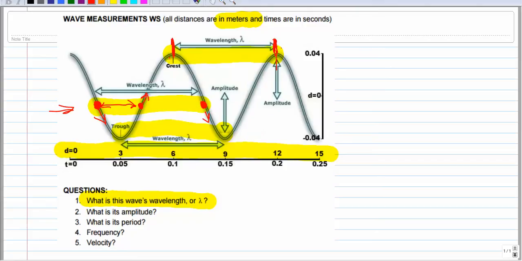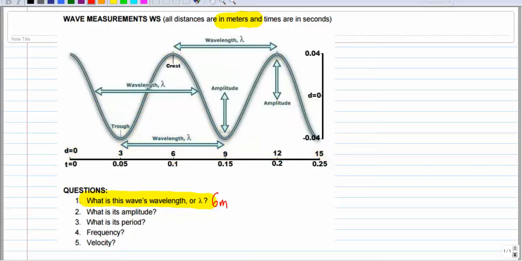So if I go here, that is a distance of 12, and the next crest back was 6. So 12 minus 6, the wavelength of this wave is 6 meters. So next question says, what is the wave's amplitude?